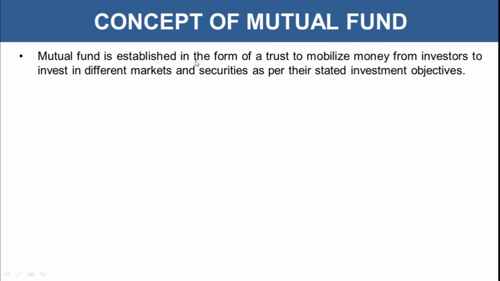A mutual fund is established in the form of a trust to mobilize money from investors to invest in different markets and securities as per their stated investment objective. Mutual funds are constituted as trusts and thus they are governed by the Indian Trusts Act 1882. Every trust needs to have beneficiaries. For a mutual fund, the beneficiaries are the investors who invest in various schemes of the mutual fund. Thus, the only and the most important objective of a mutual fund is to serve the investment objective of the investors, and thus it is established in the form of a trust.